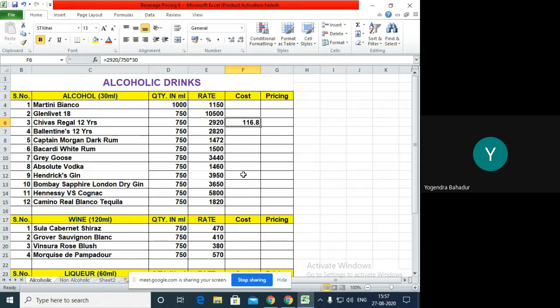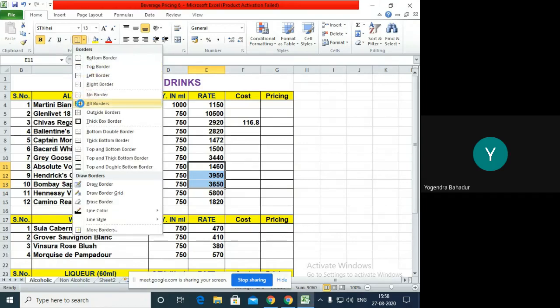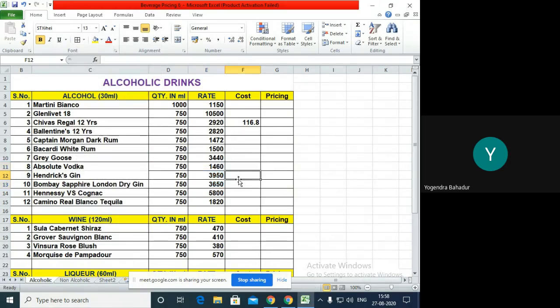Again, I'm trying to use it in the case of gin also. Here the gins are Bombay Sapphire and Hendrick's gin. We are focusing on Hendrick's gin because it looks quite expensive. For a 750 ml bottle, the price is 3950. So again, in order to find out the cost, we'll have to use the equal to sign: 3950 divided by 750 into 30. So the cost of 30 ml of Hendrick's gin per glass is coming around 158.